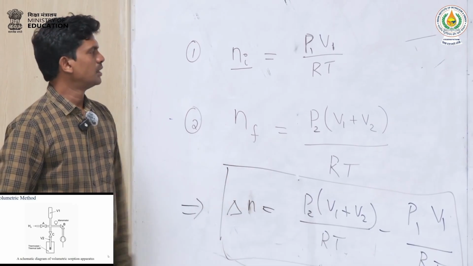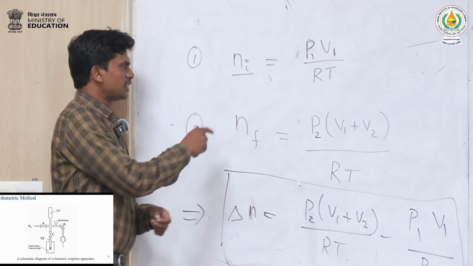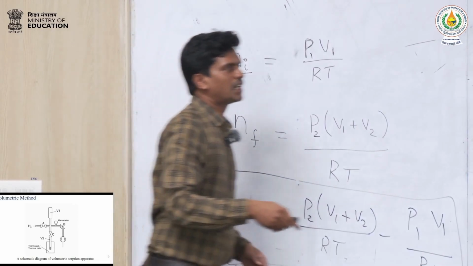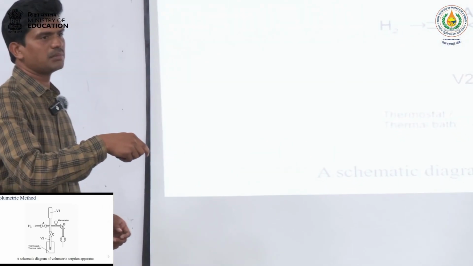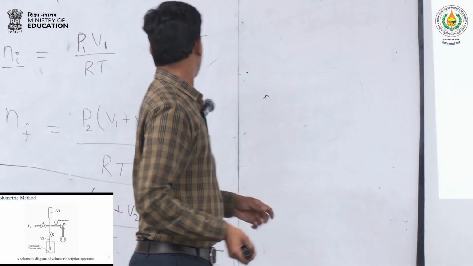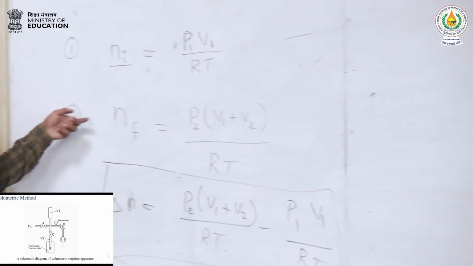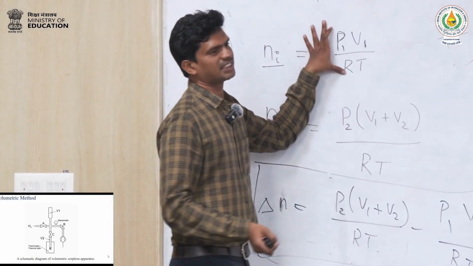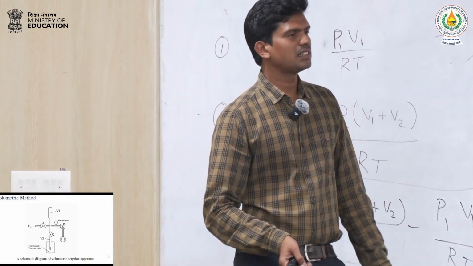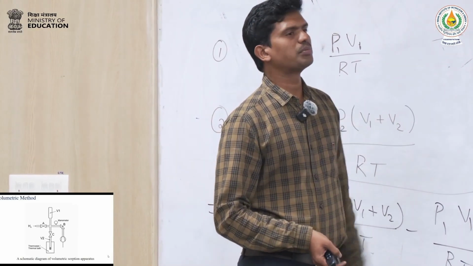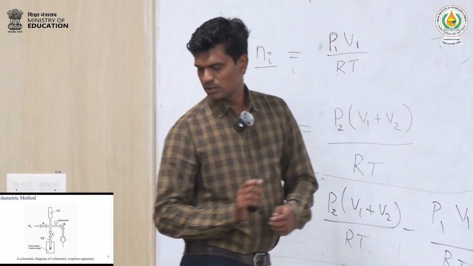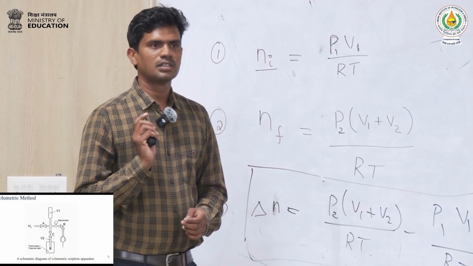Then you try to find the difference between NF and NI. If nothing is adsorbed by the solid, these two should be the same. If it adsorbs, the difference will appear, which is NF minus NI. That's why we call it a volumetric method: we measure the changes in pressure. Did you get it? What do we do first?